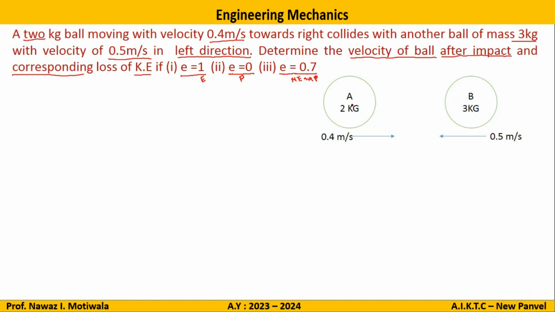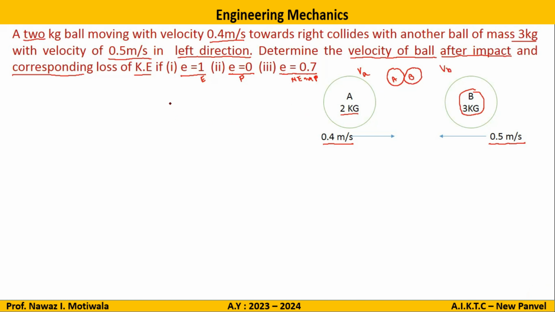So the things given are, there is a ball A of mass 2 kg moving towards the right side with a velocity of 0.4 meter per second, and this ball B of 3 kg is moving towards the left side with a velocity of 0.5 meter per second. The first thing we need to find out is, when these two balls collide, after collision, what will be their velocities? That means we need to find out what will be VA and what will be VB. So in any case, we know that momentum is conserved.